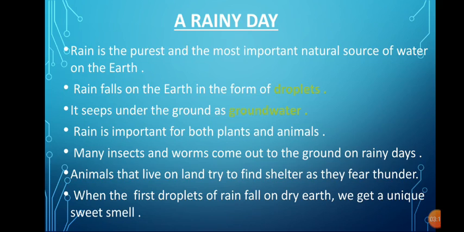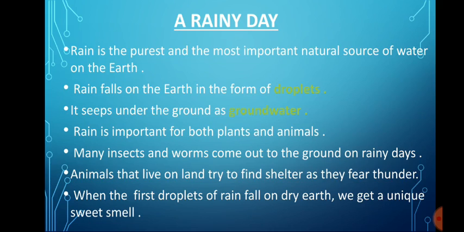Children, rainwater is the primary source of water. Rainwater collects in rivers, lakes, and ponds, and the rainwater that seeps under the soil and gets collected in bedrock is called groundwater. Many insects and worms come out to the ground on rainy days. Rain is important for both plants and animals.